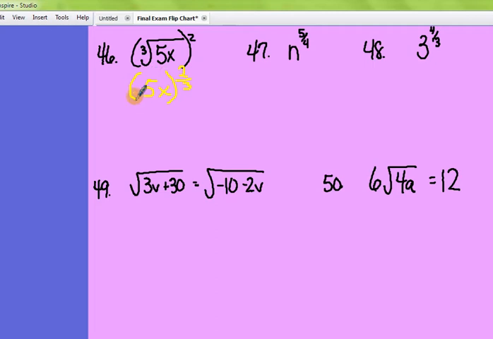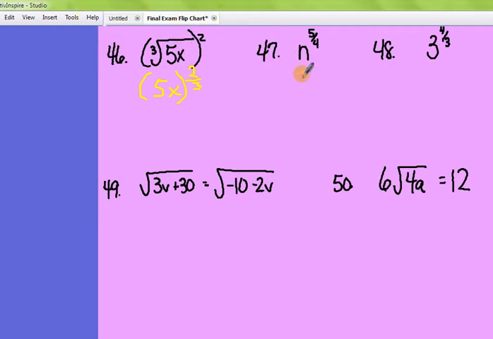If you fail to use these parentheses, what you're communicating is that only the x was underneath the radical sign. That is why you need to use those parentheses.